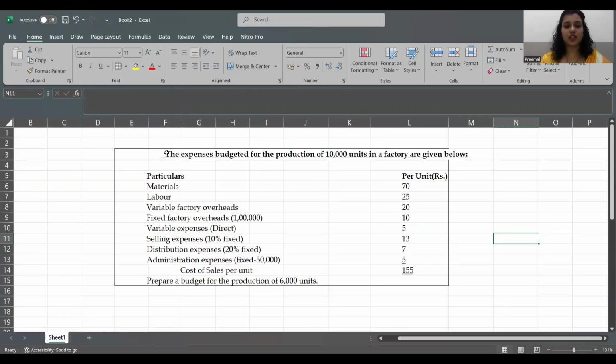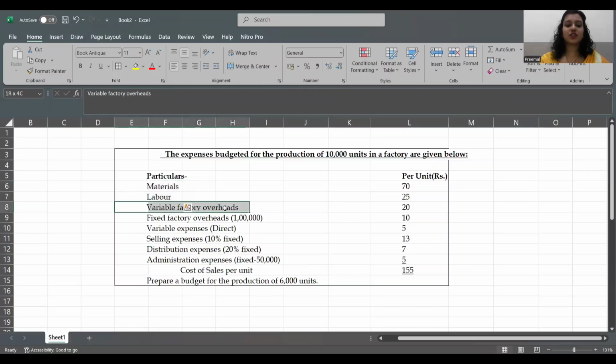Now here is the question. The expenses budgeted for the production of 10,000 units in a factory are given below. They've given us various costs over here. Now we have to first identify which is fixed, which is variable. Although sometimes they will clearly mention it in the question, you might also need prior knowledge to be able to identify what is fixed and what is variable. They've given us material and labor. Now we need to remember that these are direct expenses. Any direct expense is a variable expense as well.